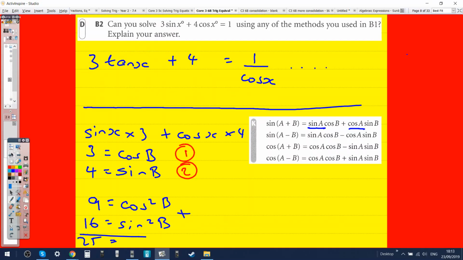So if you did Pythagoras, what would you get? You would do the square root of 3 squared plus 4 squared, which happens to be 9 plus 16, which is 25, so 5 even. And so it's going to be 5 sine x plus alpha. And how do we get alpha?